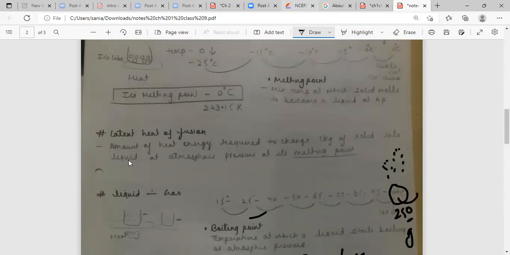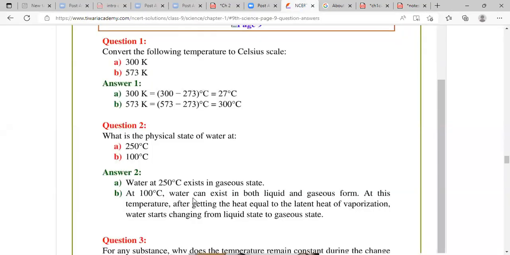The second one is 100 degrees Celsius. You already know that at 100 degrees Celsius, water can exist in both liquid and gaseous form. Why? Because that is the boiling point, right? At this temperature, after getting heat equal to the latent heat of vaporization, water starts changing from liquid state to gaseous state. So at 100 degrees, you cannot say it will be only gaseous or only liquid. It will be both, because right now it is being converted. For example, if it is 105, then you can easily say it will be in the gaseous state, right?